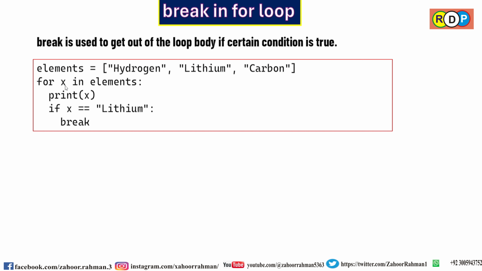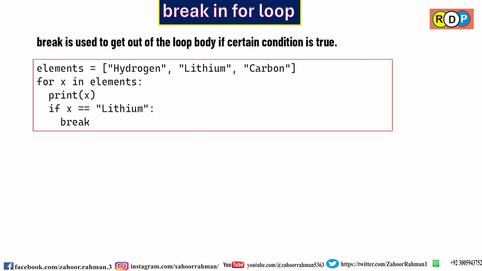When the for loop processing is started, X is having the first element, which is hydrogen, and it will print X. So it will print here the hydrogen, and then the condition will be tested: if X is equal to lithium, which is false in this case because the value of X is hydrogen. So it will again go for the next iteration, and X will take the value of lithium, and it will print the lithium because we use print before the condition. So it will print the lithium, and then the condition will be tested, and the condition will be true. So it will break the sequence of for loop.